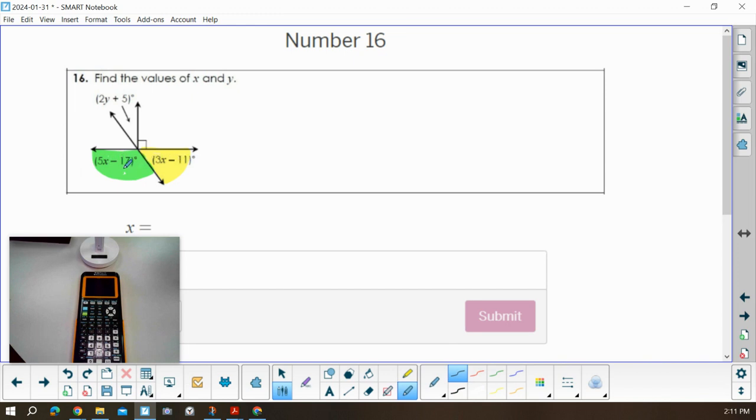So I picked these two that have the x's, and they happen to be a linear pair, right? There's a straight line. They're right next to each other. A linear pair is supplementary. So I'm going to go 5x minus 17 plus the 3x minus 11 equals 180, because they're supplementary. All right, so let's combine our like terms. We have a 5x and a 3x makes 8x. Minus 17 and minus 11 makes, all together, minus 28.